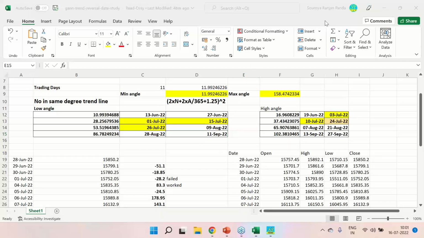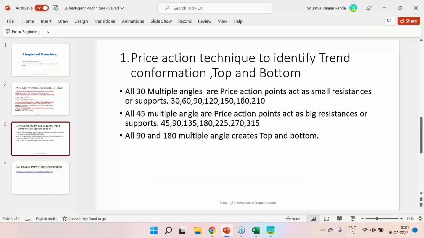There is a point to say this one method. Why? Because this is the only method available for trend reversal calculation. No other methods are available in this world so far, other than the Gann method, that can predict the trend reversal date till date. So this is the part of our Gann study. One more method we are going to learn: price action techniques to identify the trend confirmations, tops and bottoms.